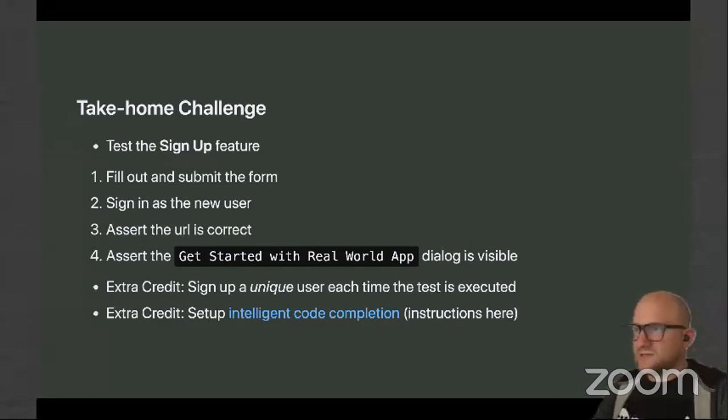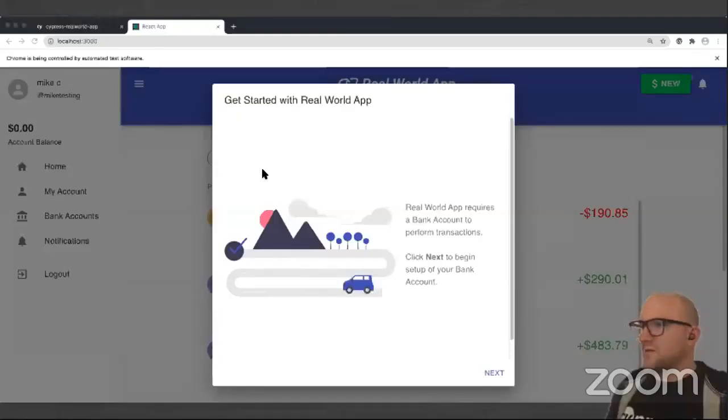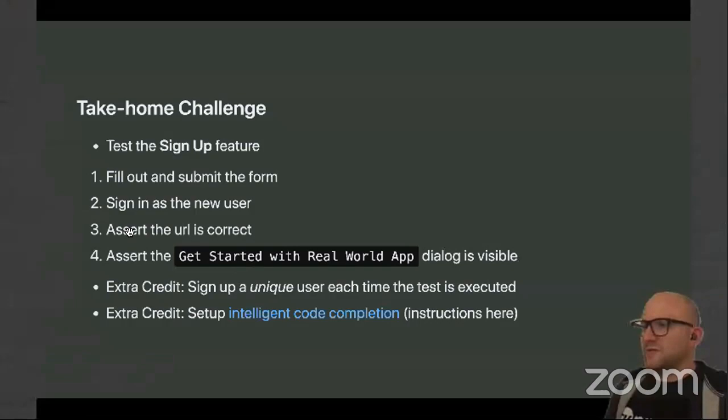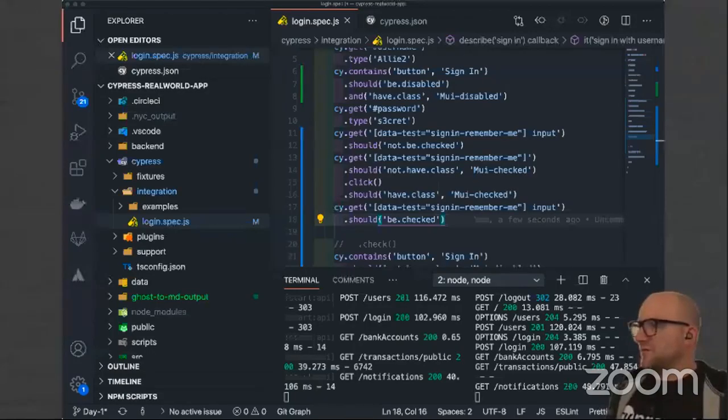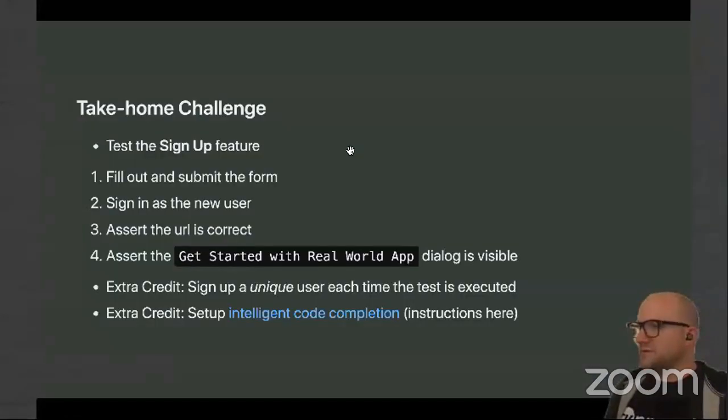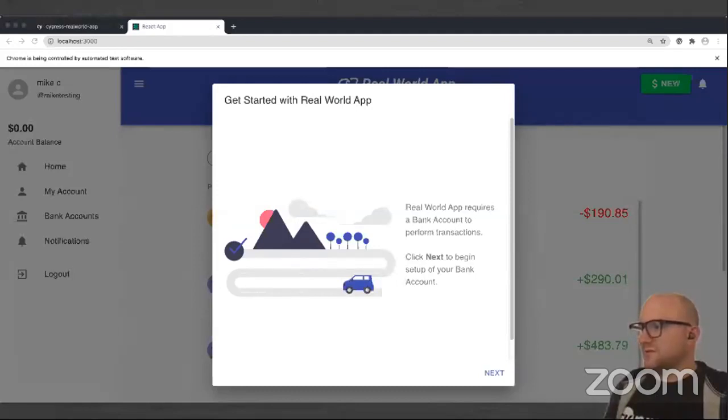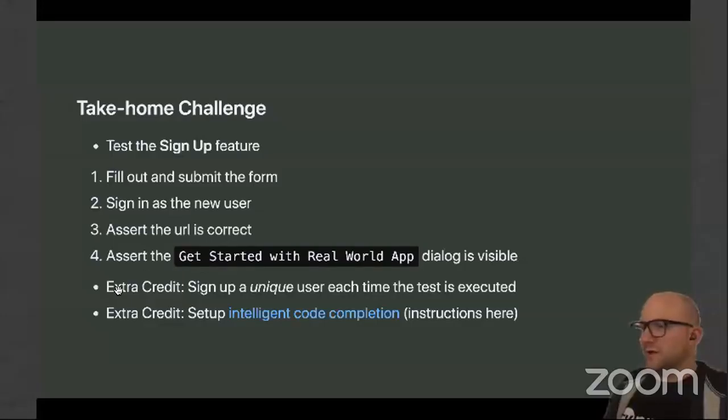So I did Mike testing and my password was 1234, and do sign in. When you sign in for the first time, you're going to see this get started with real world app dialog, and you've got a little next thing. You don't have to interact with that if you don't want to, but the main thing is assert that the URL is correct. So that's kind of getting to your question there, Clint. So assert that the URL is right, and assert that the get started with real world app dialog is visible, and you can do that however way you want.